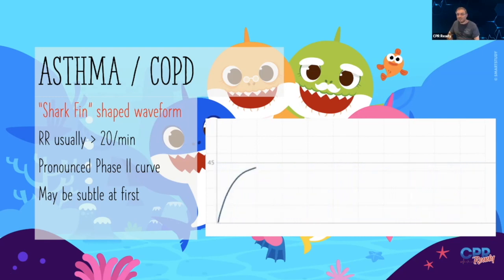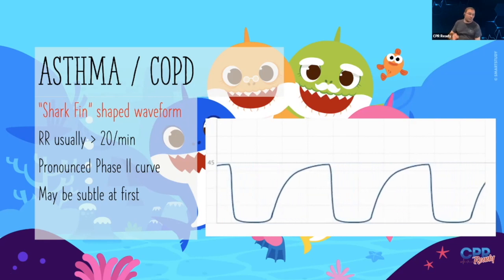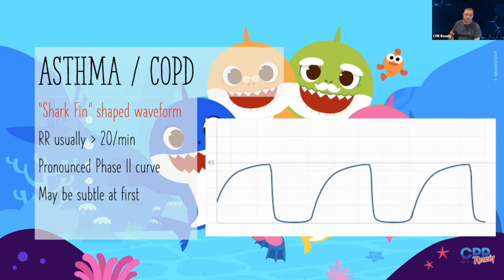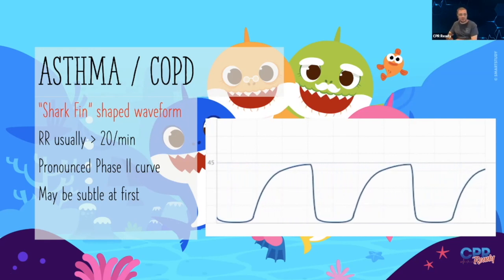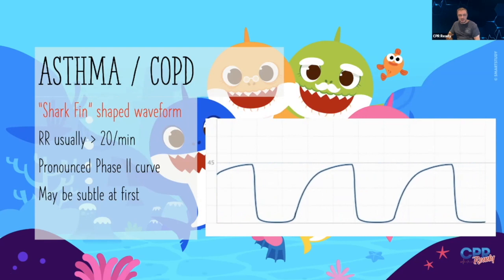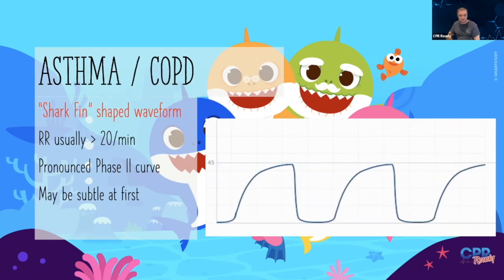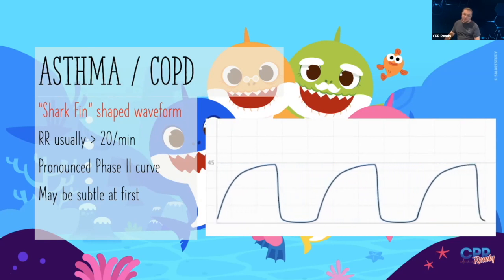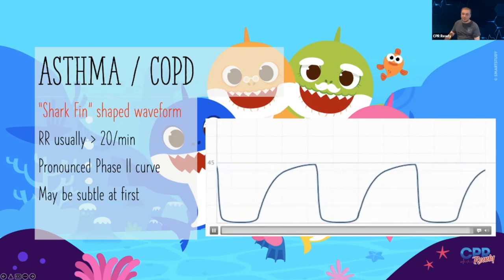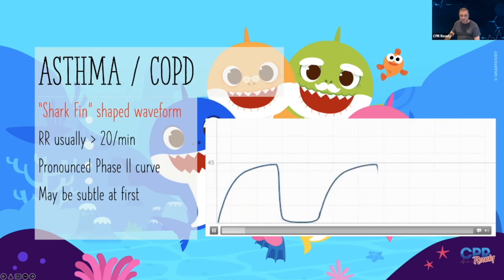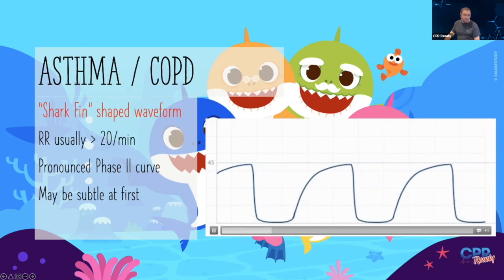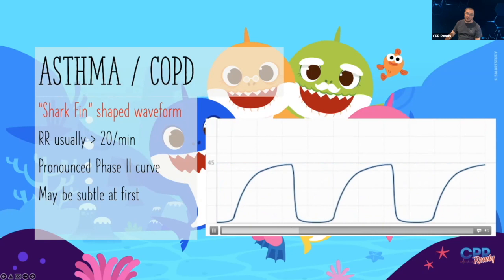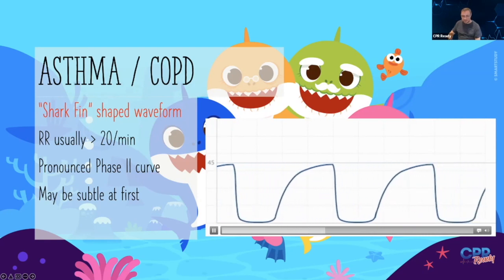Another cool thing about it is it's going to give you real-time feedback about the effectiveness of your treatment. So patients with asthma, shark fin waveform, usually they're going to be breathing faster because they're trying to compensate for the respiratory distress. So you would expect a rate above 20. It can be subtle at first. If a patient says, hey, I'm having some trouble breathing, they've got a respiratory history that includes asthma, you may have to look closely to see early shark fin. But a lot of our patients you run on are going to have a pretty pronounced one.